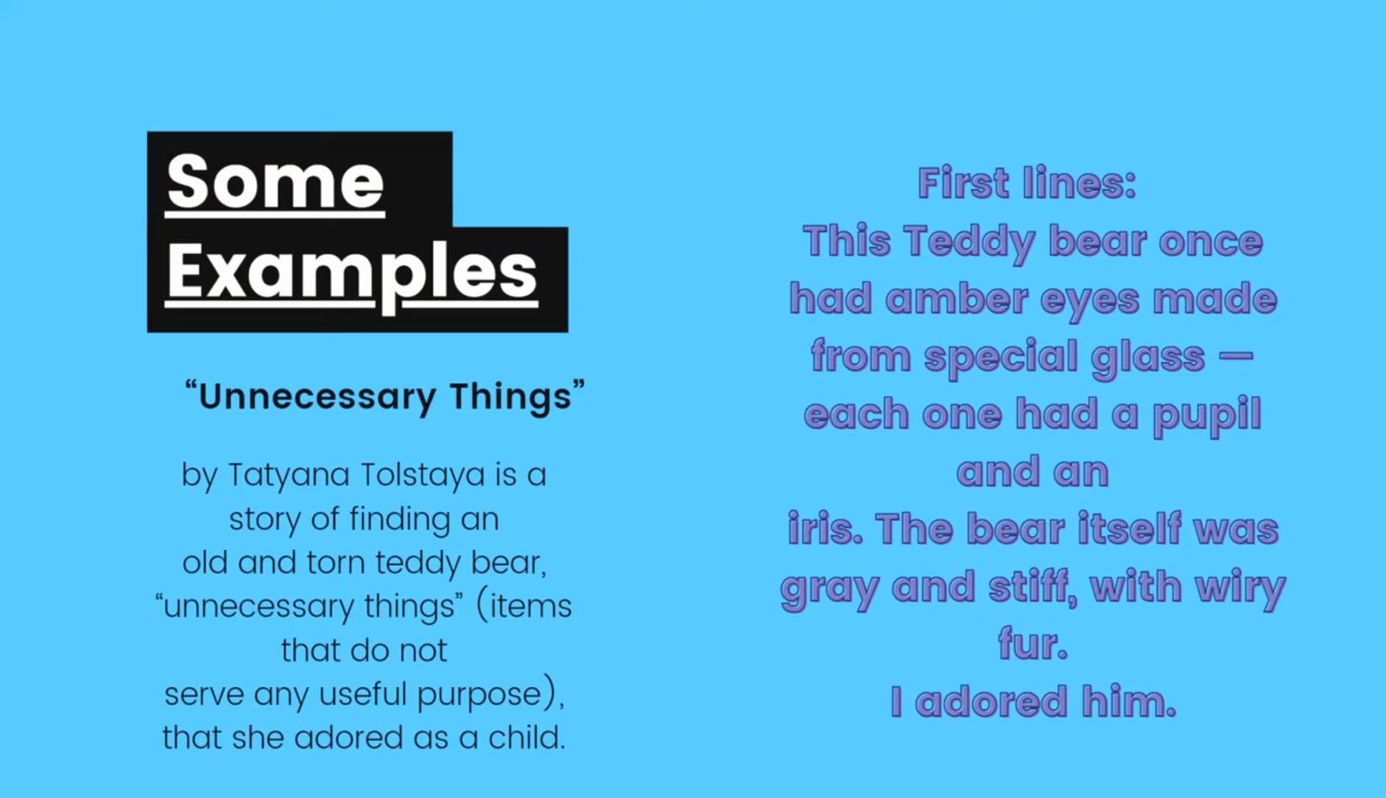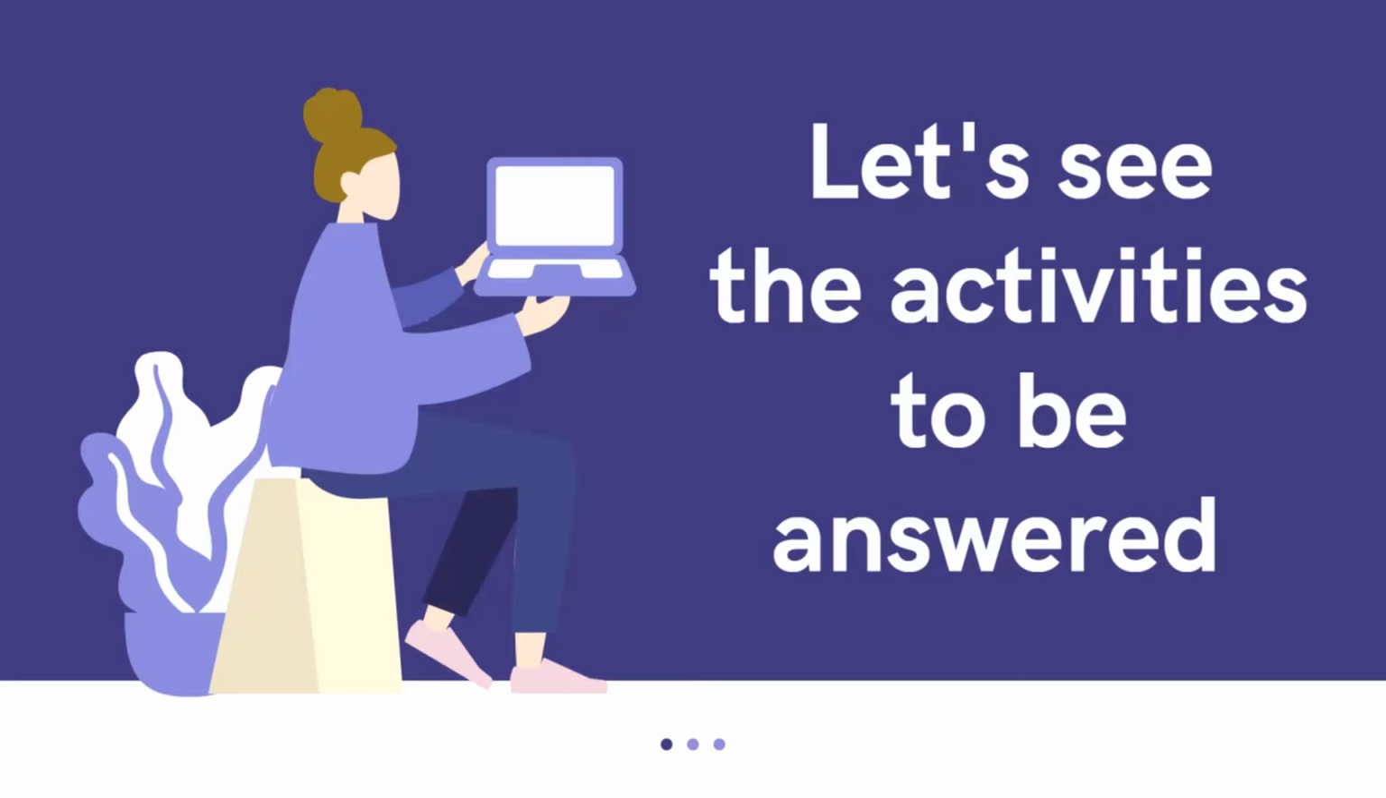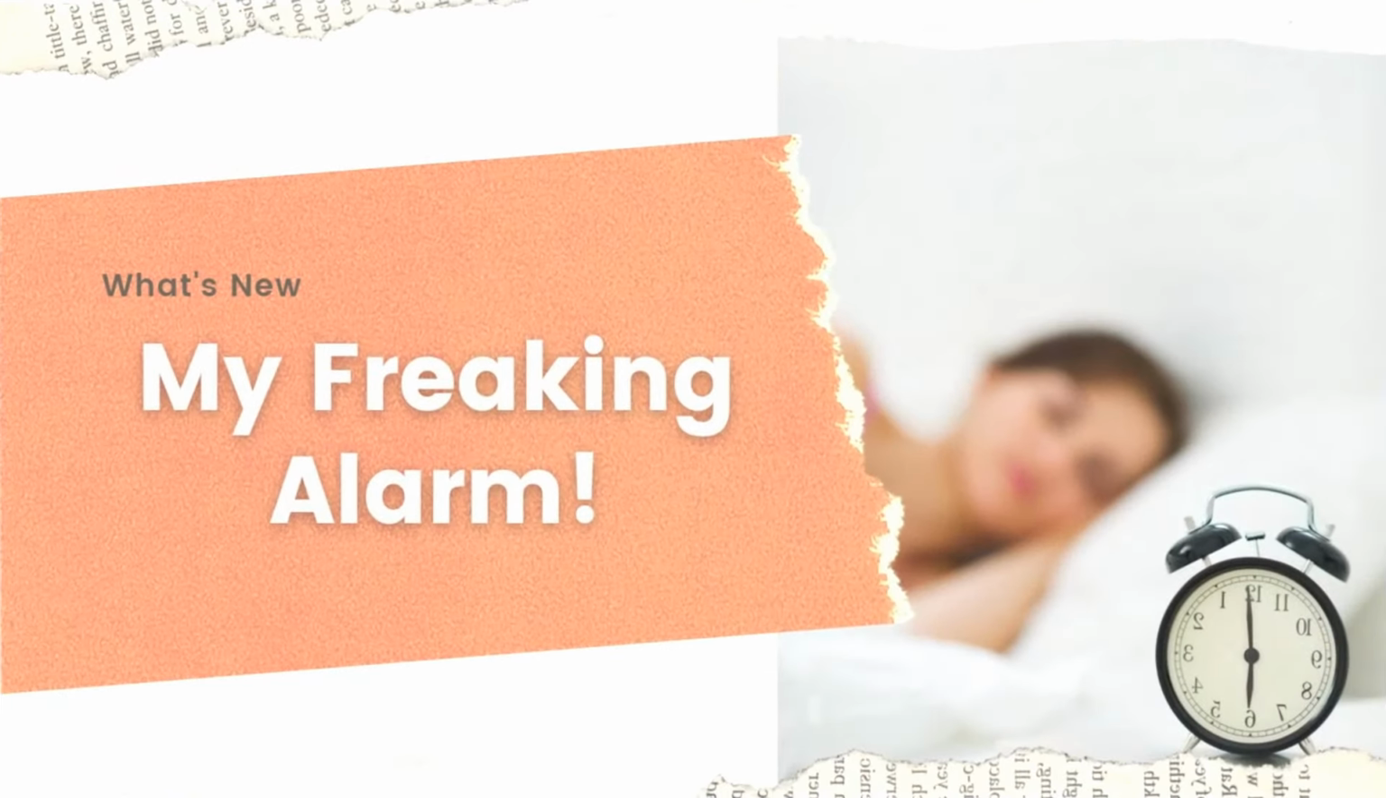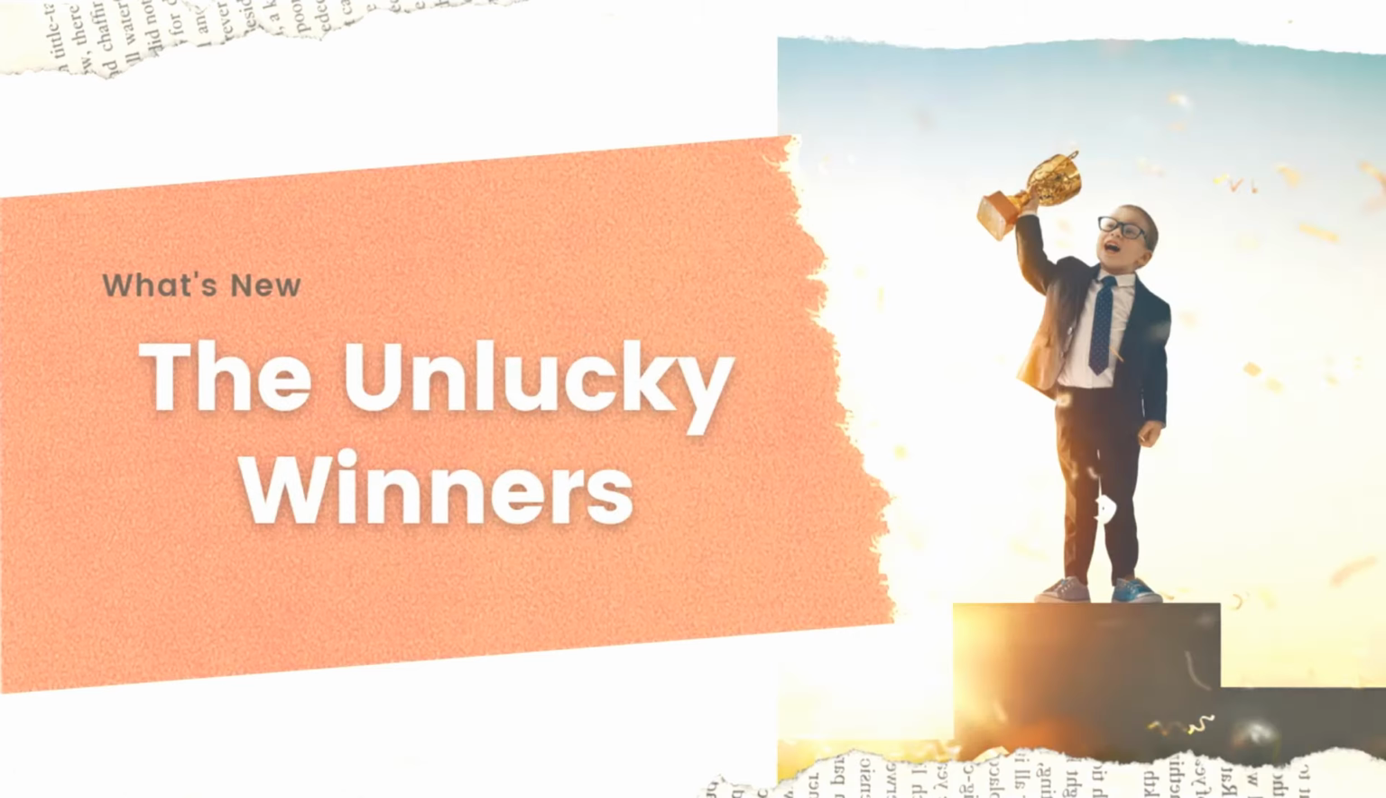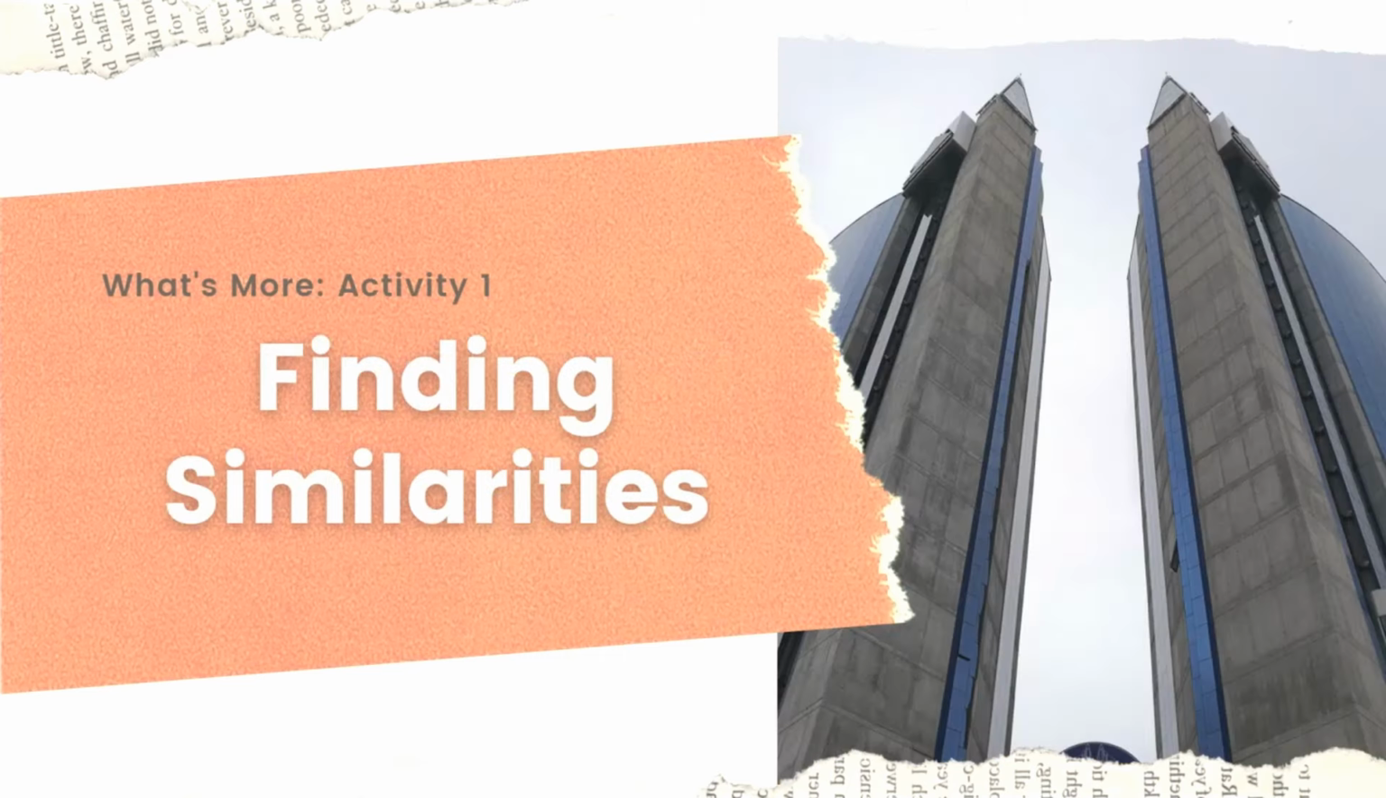I hope you understood flash fiction and graphic fiction and can differentiate the two through their examples. Now, let's see the activities to be answered. First, you will be answering What's New, entitled My Freaking Alarm. Read it before answering the processing questions. Next, What's New, The Unlucky Winners. There are also processing questions right after reading it.